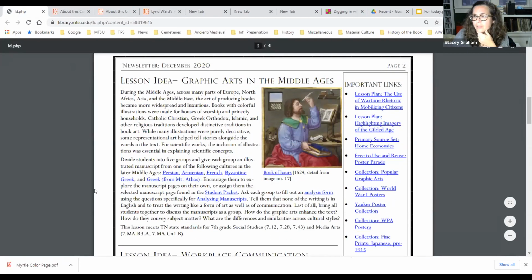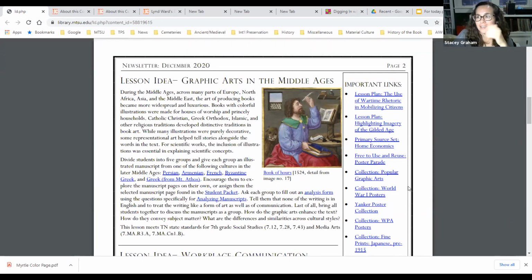So some of the stuff that we've already mentioned is in the important links box. But there are more poster collections. The Library of Congress has so many poster collections, and a lot of them are similar. Like Kira mentioned, you can find World War I posters in a lot of different collections, but there is a collection just for World War I posters. The World War II posters, of course, a lot of those can be found in the WPA collection.